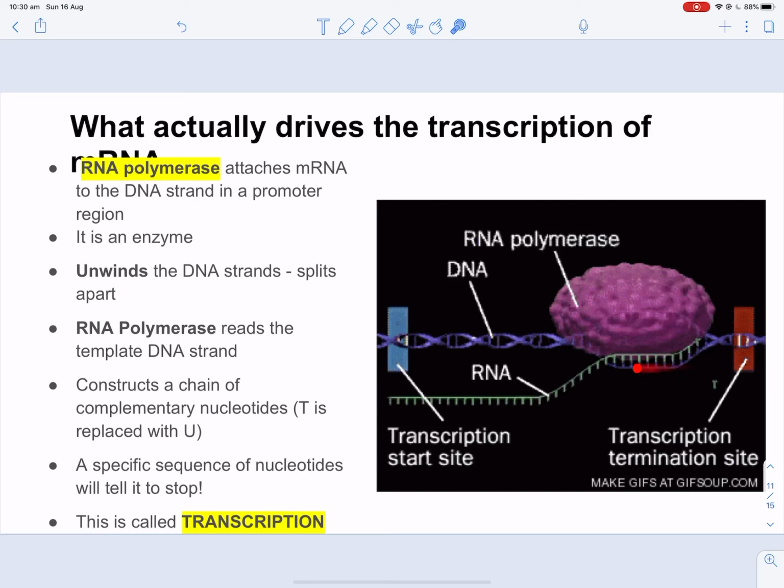And it also reads the template strand and constructs the chain of the complementary nucleotides. So it adds the A's and the U's and the C's and the G's. So a specific sequence of nucleotides will be found at the end of a gene, and that'll tell the RNA polymerase to stop what it's doing and let go of this mRNA molecule so it can go off to be used to make a protein. And so that's called the termination site, sorry. So this process is called transcription. Let's remember that. This is transcription, and RNA polymerase is what drives transcription.